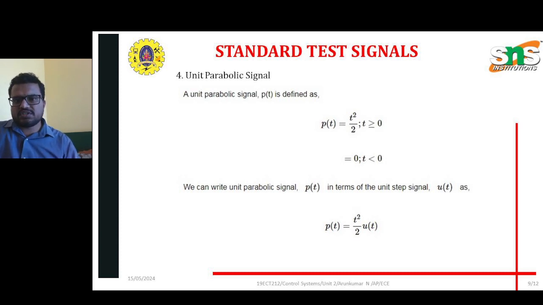By using the unit parabolic signal, we can identify the time response of the systems by the following equations. For example, p of t equal to t square by 2 for t greater than or equal to 0, and 0 for t less than 0. So the value will be t squared by 2 into u of t, the time response of the unit step signal.